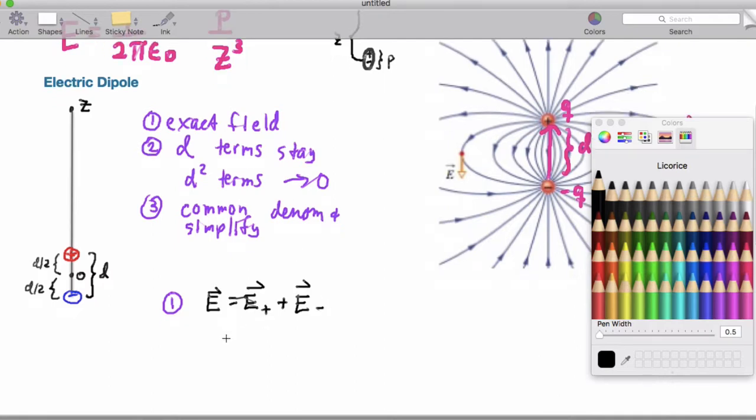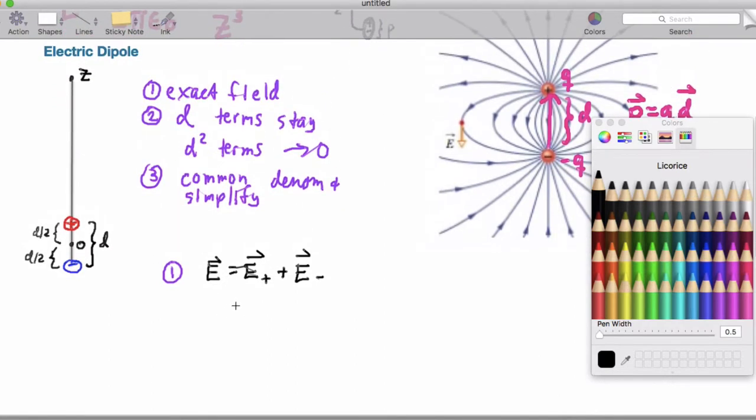And now I'm just going to plug in my equations. So I have 1 over 4 pi epsilon naught, Q, it's a positive charge, over whatever the positive distance is. We'll work that out in a second, squared, okay, plus, now the electric field from the negative charge, well, it's a negative charge, so it needs a negative sign.